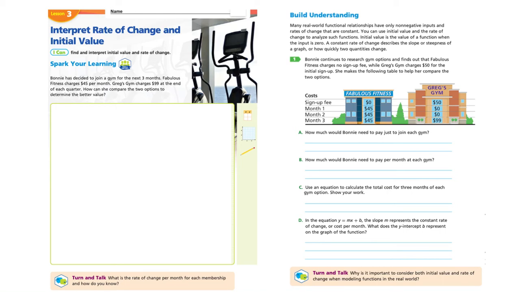Hi, here we are in lesson 3 of module 6. So let's get started. They are calling this lesson interpret rate of change and initial value, and they say I can find and interpret initial value and rate of change.